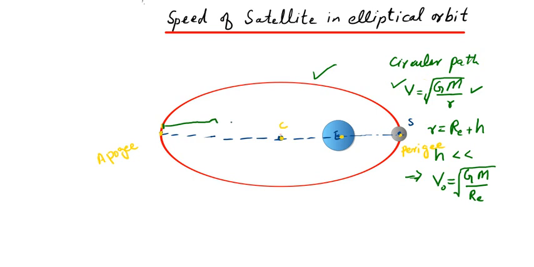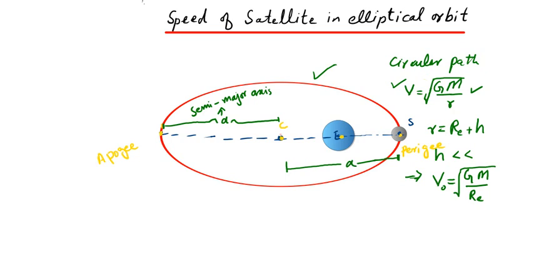to here, and this distance is a, which is called the semi-major axis, and the vertical distance is called the semi-minor axis, but we don't need it in this calculation. So simply we need some tricks to calculate the speed. This is the semi-major axis, and this distance over here is also the semi-major axis.